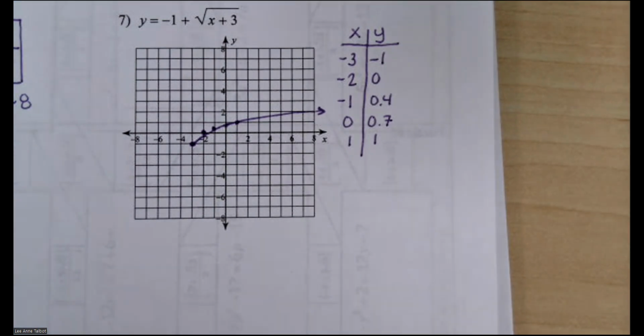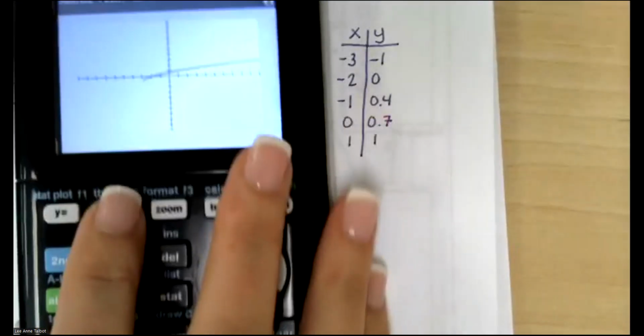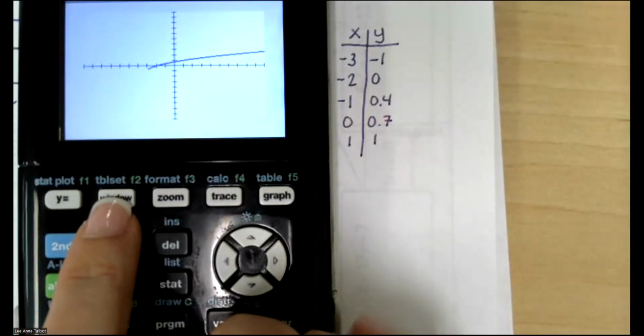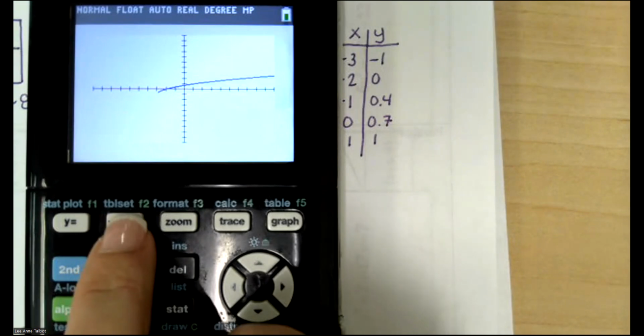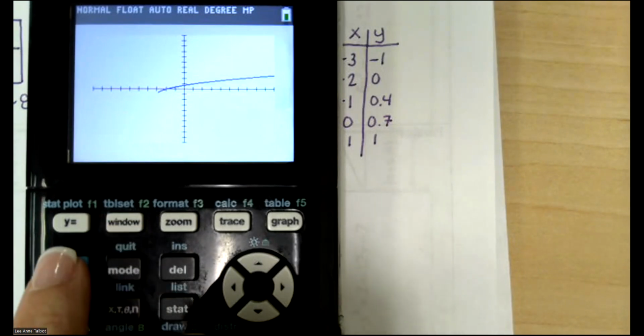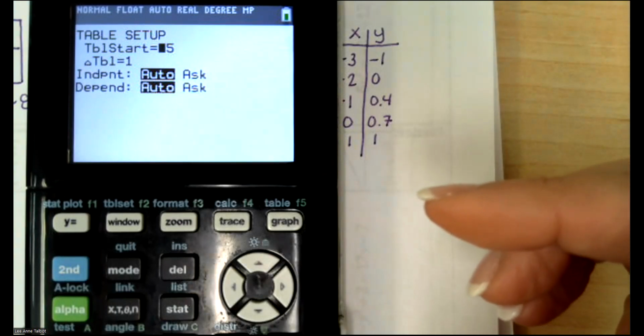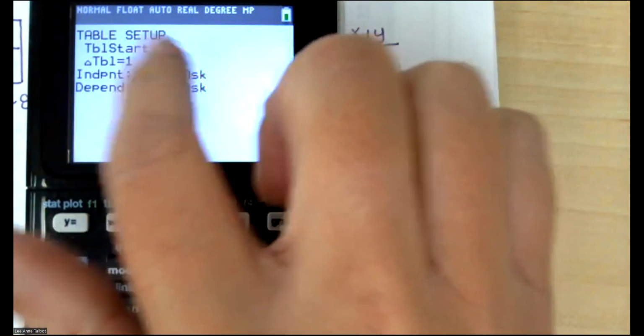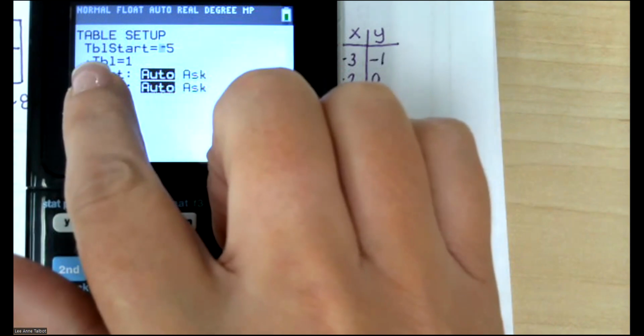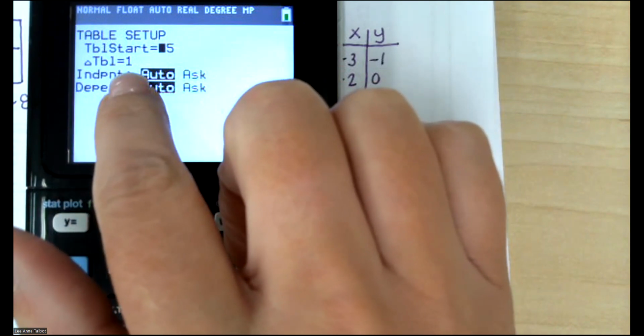You mean the table? Oh, crap. I thought you meant the graph. Sorry. Okay. So what you want to do is, you see where it says window here? Go second window. And you want to start it at anything, but make sure that your change in your table is going by ones.